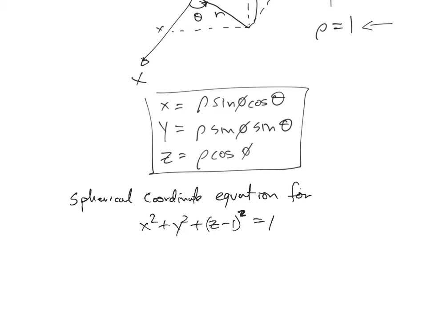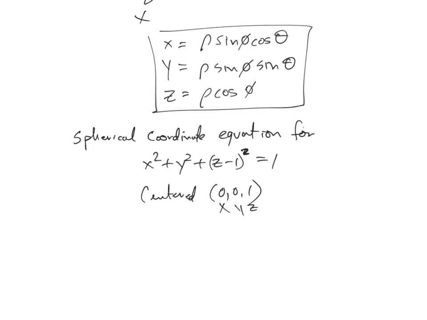It's a sphere, but not centered at the origin anymore, right? It's centered at... exactly. It's been shifted up 1 on the z-axis. So the center of this sphere is at the coordinates 0, 0, 1, where this is x, y, z, Cartesian coordinates. But its radius is still 1. Okay?